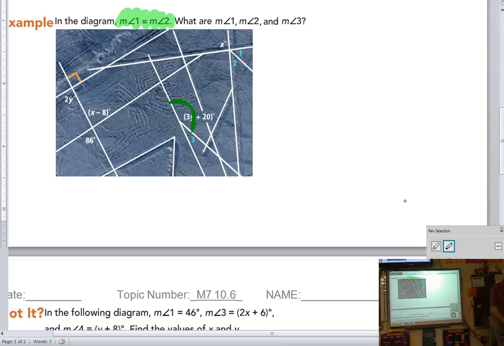Got it. I think I got it. So plus 86 equals 80. So that would be 9. So this is 6. It's 45.